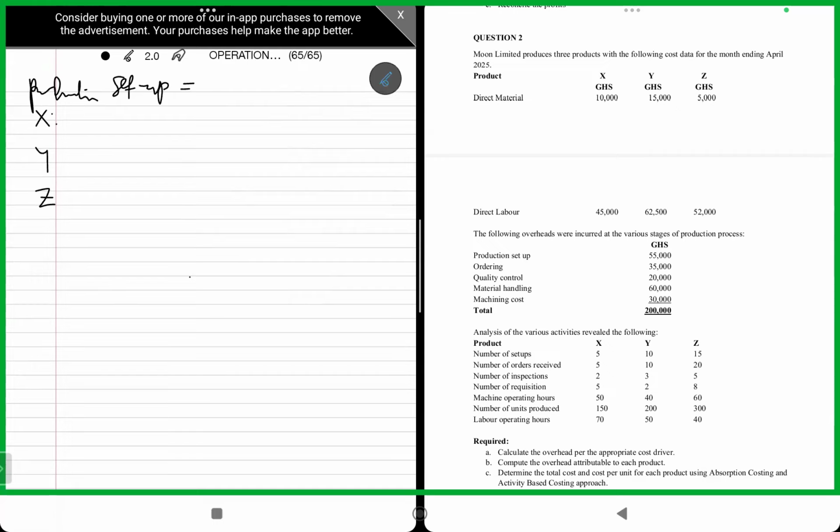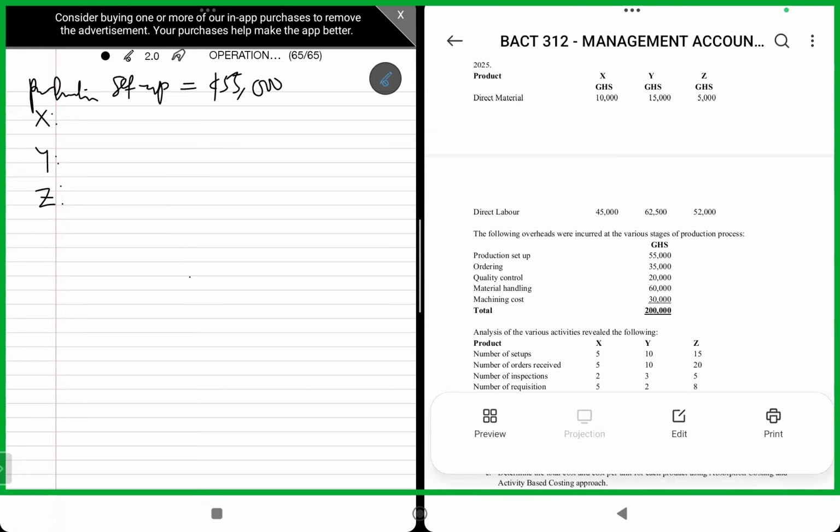All right, equals 55,000. I am going to share this 55,000 to X, Y, and Z. What is the basis for apportionment? The base for apportionment to apportion this 55,000 is called number of setups. That's the cost driver. So look at what we have.